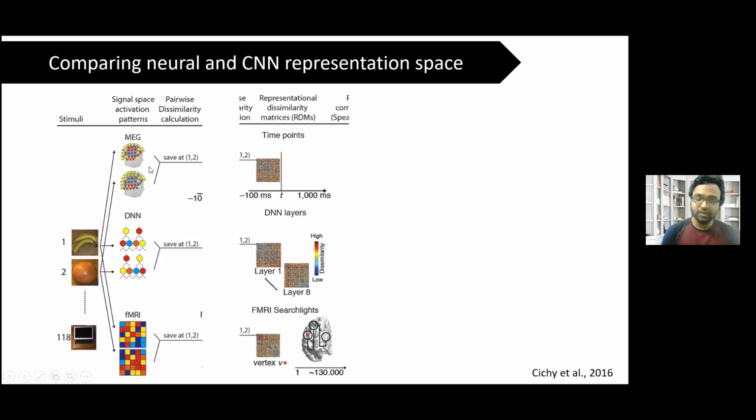And you could estimate the dissimilarity values at different time bins, like starting from 0 to 100,000 milliseconds in this case, or you could estimate the dissimilarity values from different layers. You also could estimate the dissimilarity values from different brain regions in a searchlight manner. So this is what you get, the representation space. And now you can compare the representation space across these different modalities.